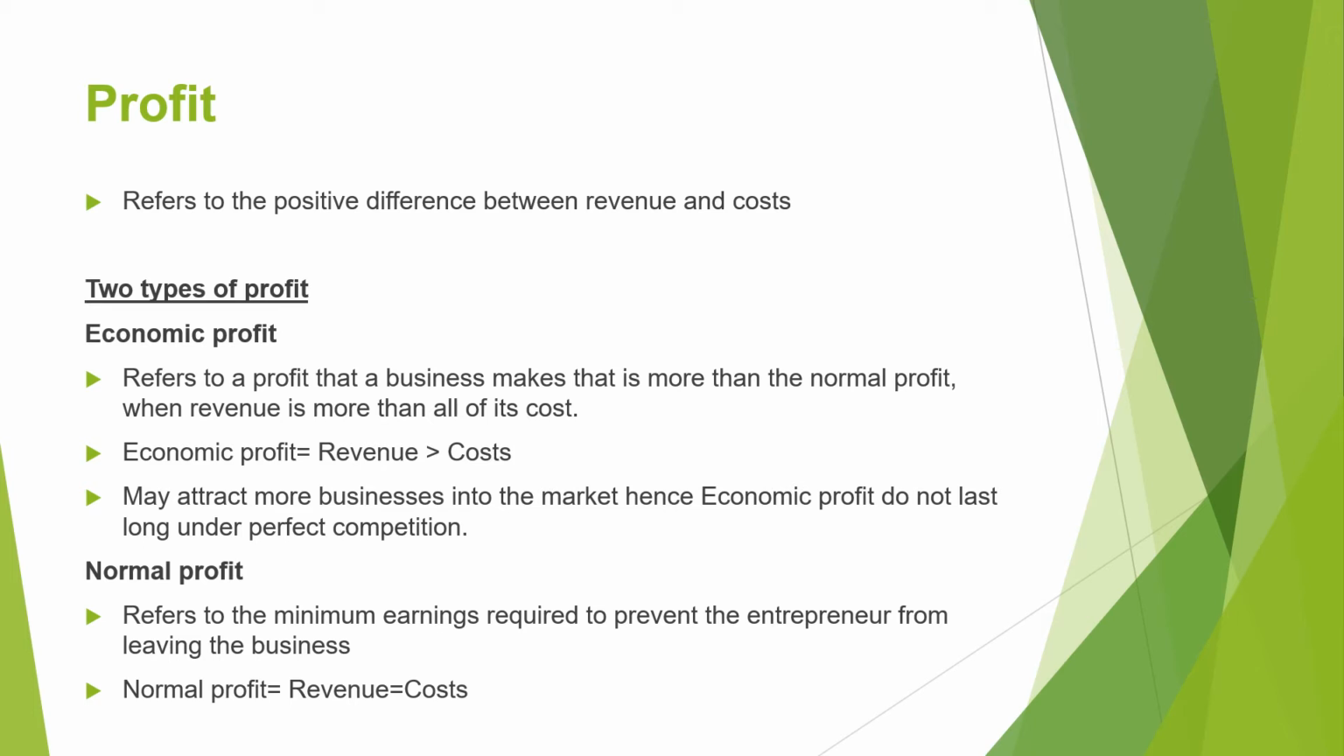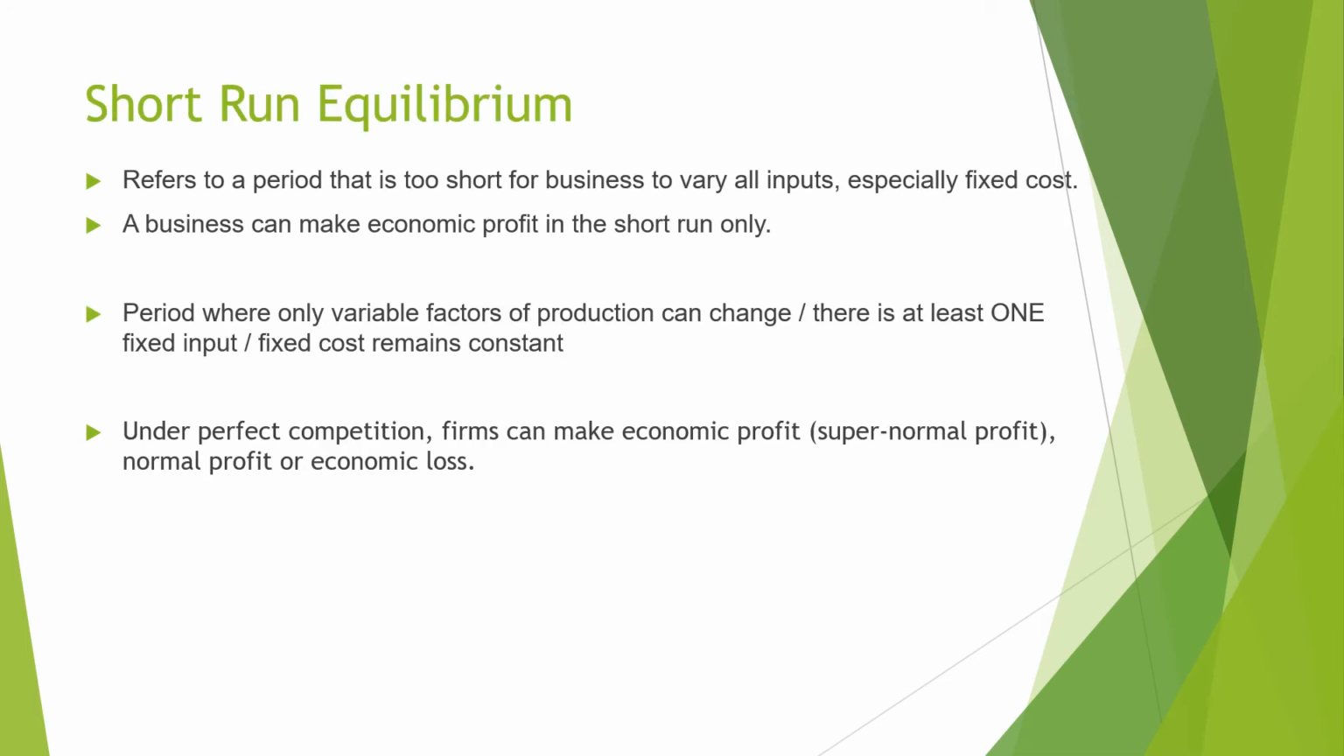Normal profit refers to the minimum earnings required to prevent the entrepreneur from leaving the business. When revenue is equal to total cost, an entrepreneur cannot quickly leave the market and say that, no, I'm not seeing anything that I'm making. This is normal profit. Eventually, the business will start making economic profit.